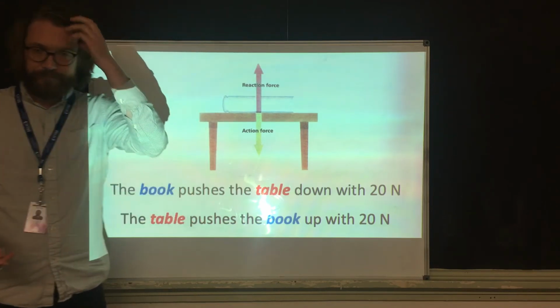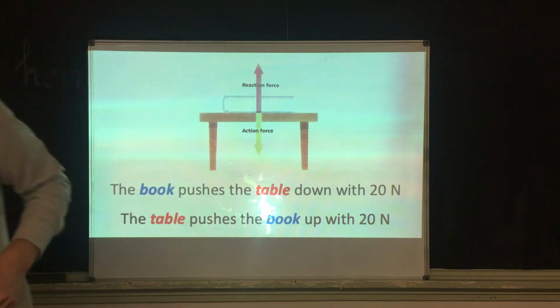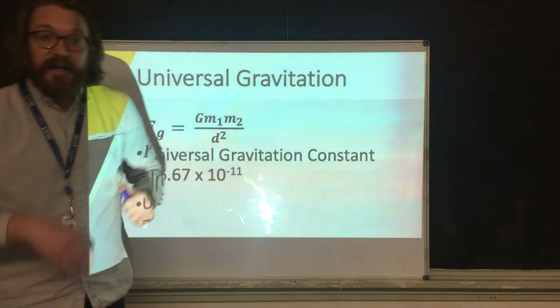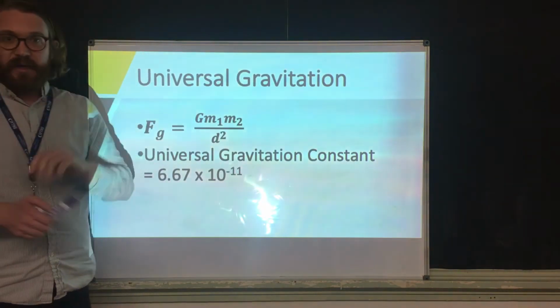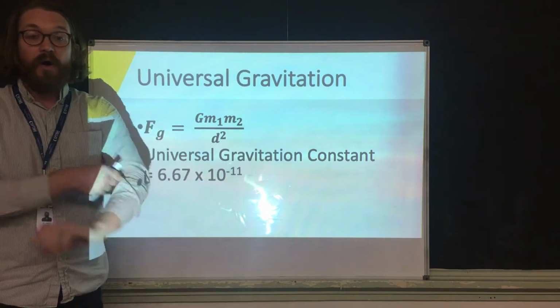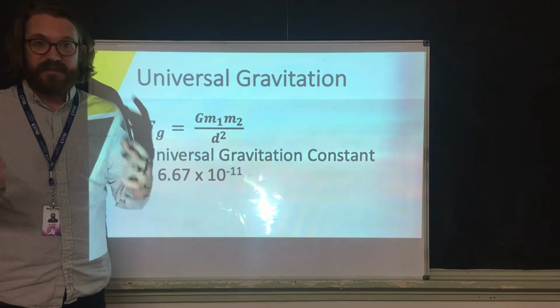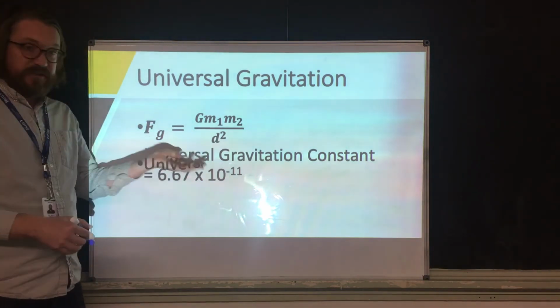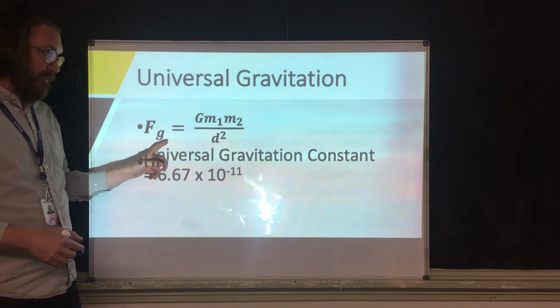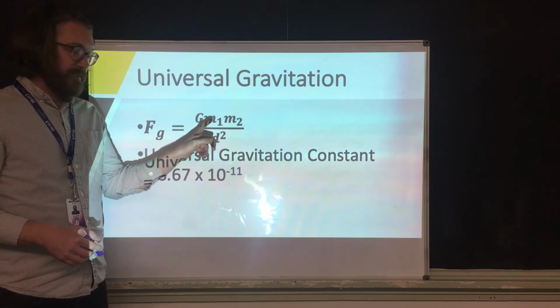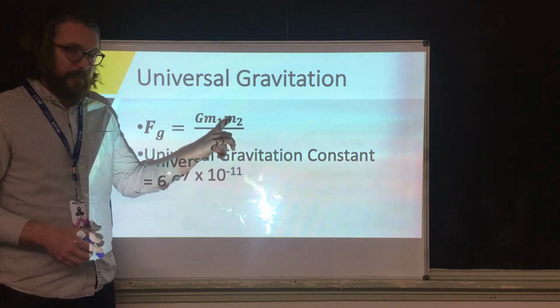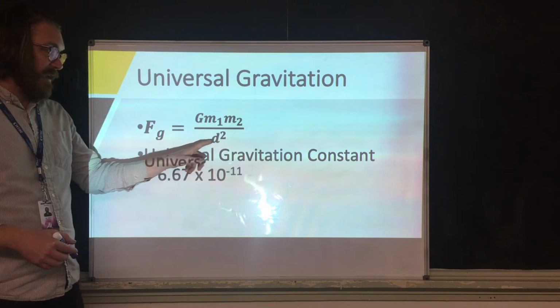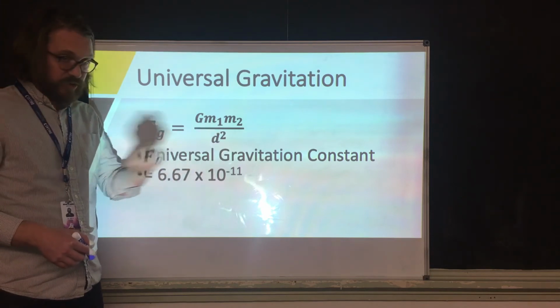All right? Now the last thing we're going to talk about for today is universal gravitation. Okay? This is a big equation that all you need to know is how to put this into the calculator, and it makes it really easy. So all I have here is the equation, which is the force of gravity equals big G times the mass of one object times the mass of the other object divided by the distance between them squared.